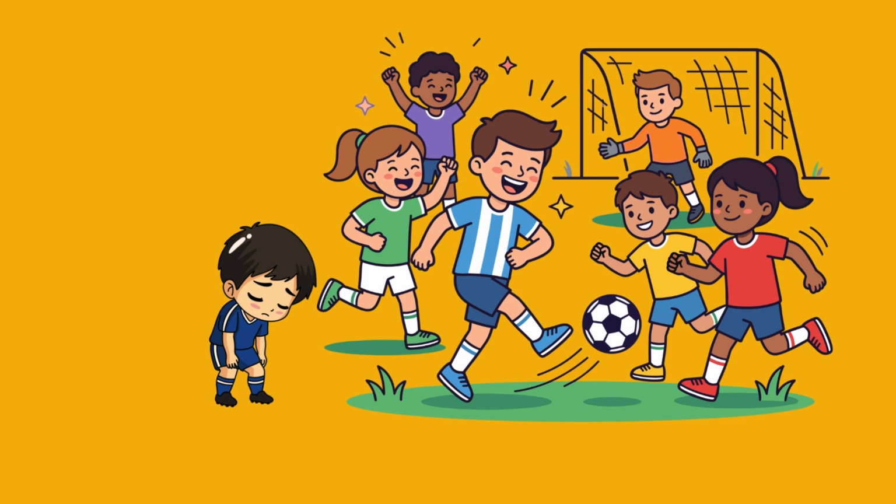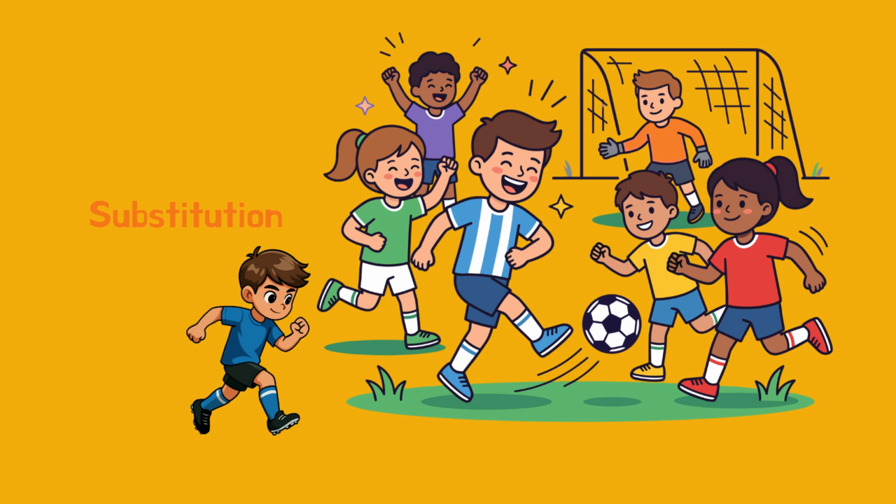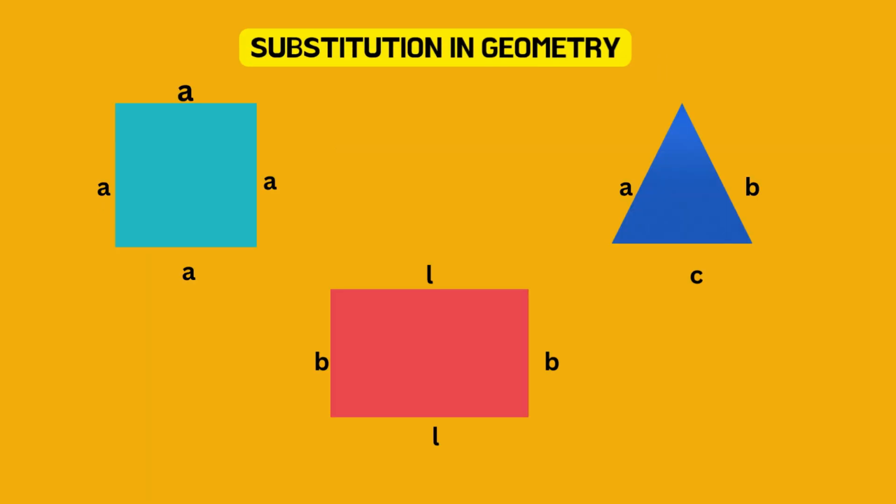In sports, when a player gets tired, he is replaced by another player. Substitution in geometry works exactly the same way, replacing a variable for its known value.